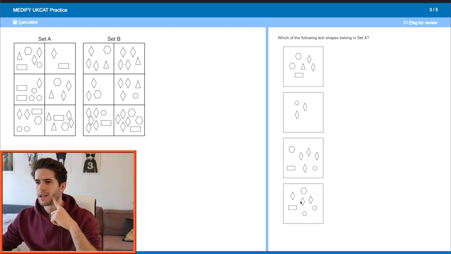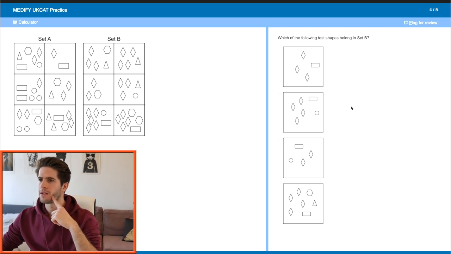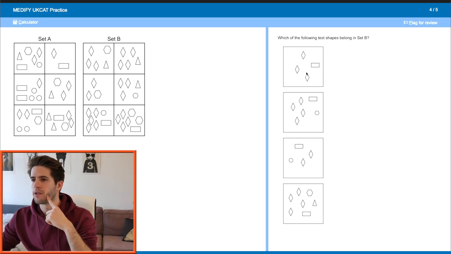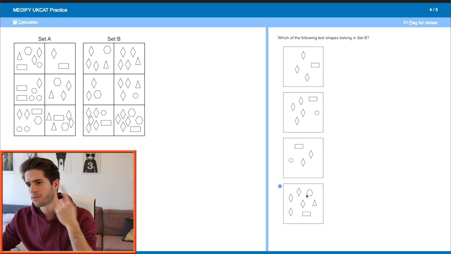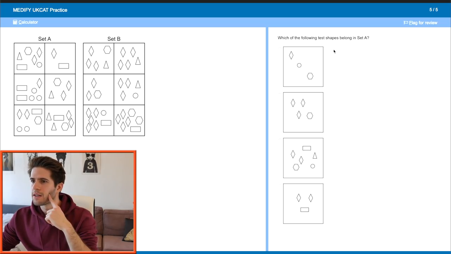So like this one, and I want it to be even. 2, 4, 6, 7, so no. 3, 2, 4, 6, and less diamonds than shapes. So that one there. Now I want more diamonds than shapes, and I want it to be odd. So 4, no. 2, 4, 6, no. 2, 4, no. So it must be this one. I don't even have to check the other ones. And then finally, I want less diamonds than shapes, and I want it to be even.